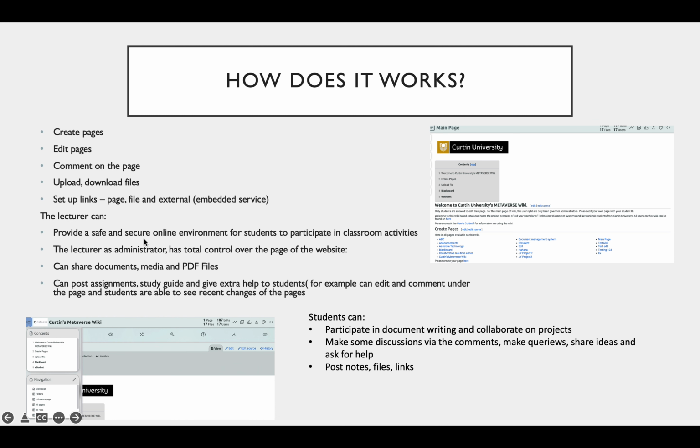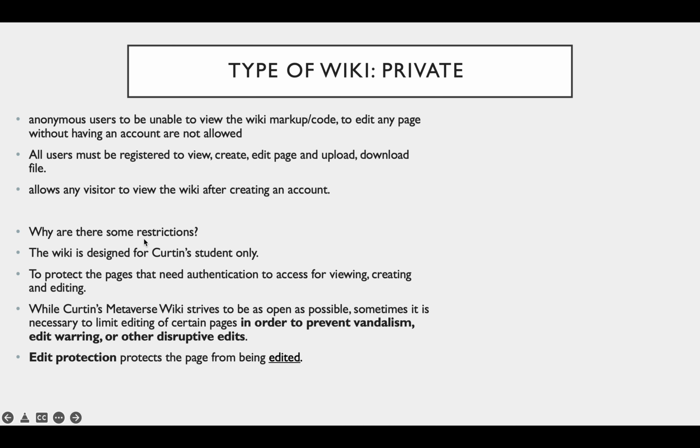For example, students can edit and comment under a page and see the range of pages. Students can also participate in document writing, have deeper discussions via the comments, ask for help, and post notes. The type of the Curtin Metaverse wiki is private.